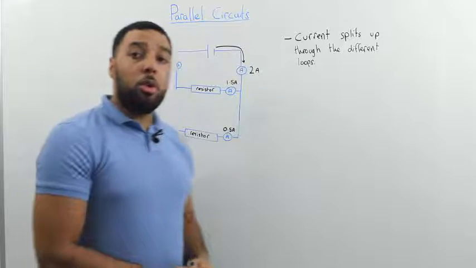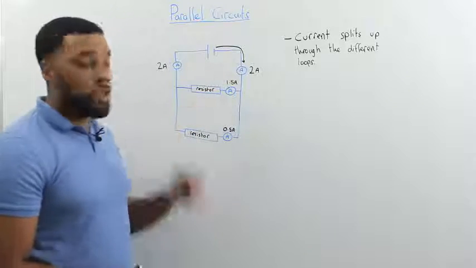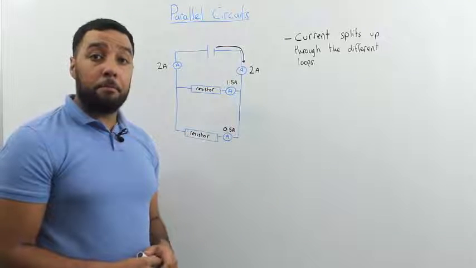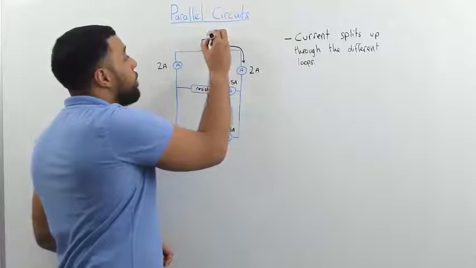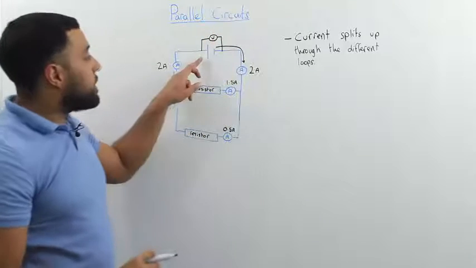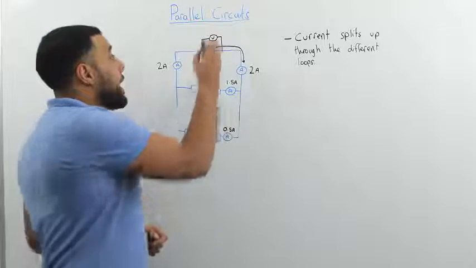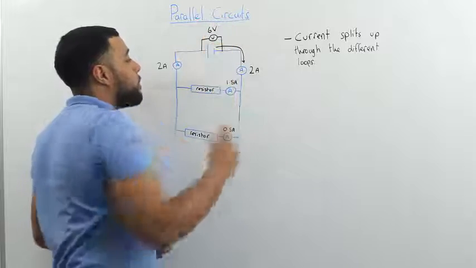We can also work out potential difference, and potential difference changes in a parallel circuit. For example, if we were to use a voltmeter to measure the potential difference of this cell, we may get a reading of something like 6 volts.